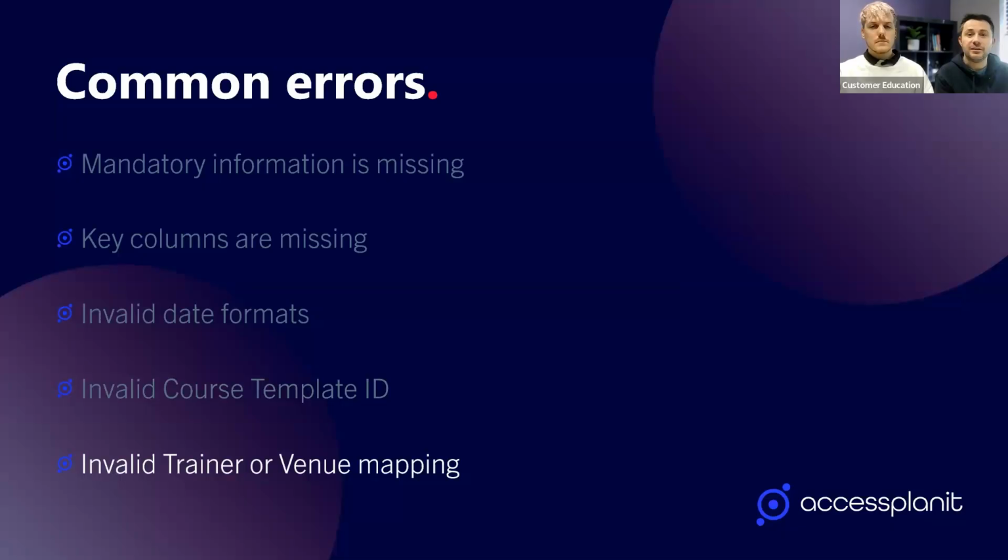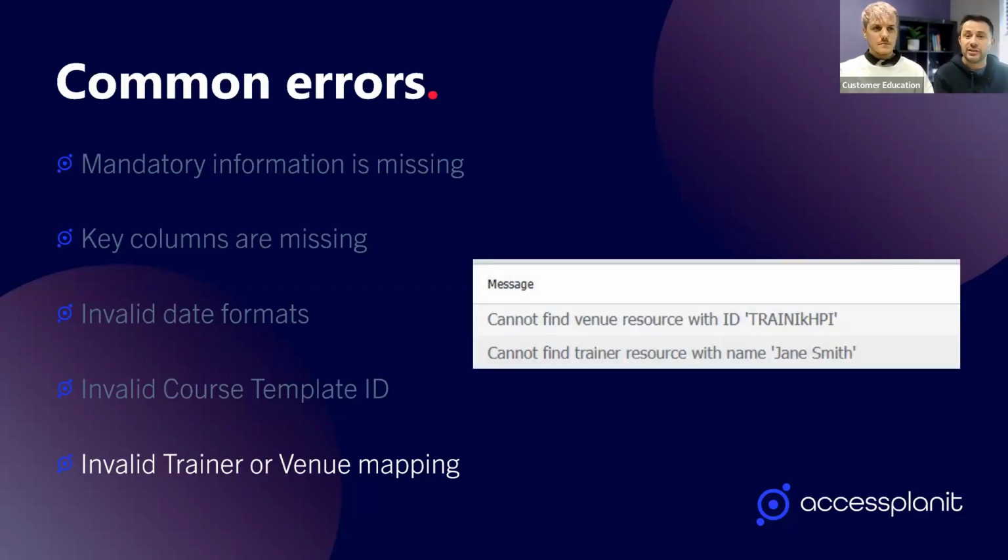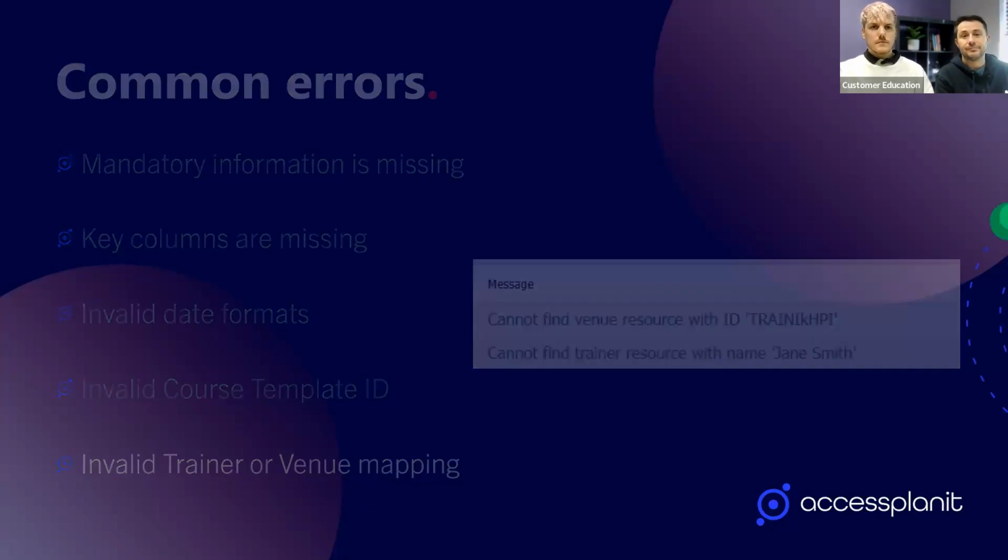So finally, you may see errors related to trainers or venues. This happens when the trainer or the venue referenced in the import file can't be found in the platform, so it's totally normal. The most common reasons are spelling differences, missing records, or using a resource that hasn't been created yet. So before importing, make sure all trainers and venues included in your file already exist in Access Planet and that the references match exactly.